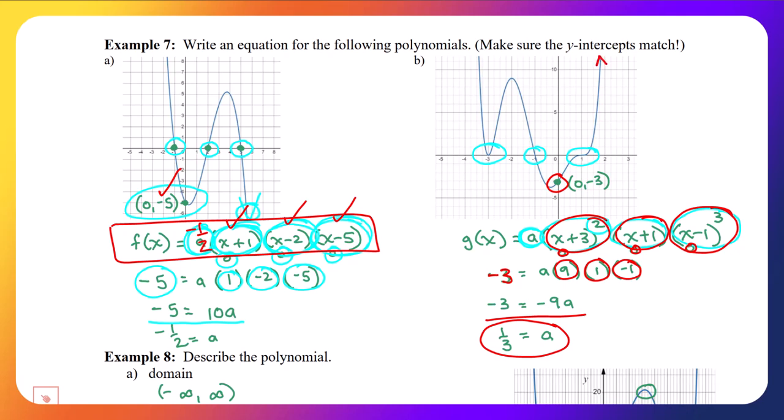It's positive. Good. The right hand goes up. It's supposed to be positive. So let's put the 1/3 here. Keep everything else, and we're done.